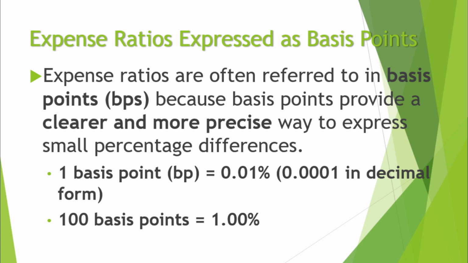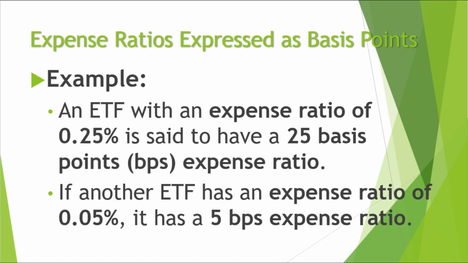Sometimes you'll hear expense ratios expressed as a basis point. That's because basis points provide a clearer and more precise way to express a small percentage difference. So, for example, 1 basis point equals 0.01%, which is 0.0001 in decimal form, where 100 basis points equals 1%. So you can see it's a lot easier to express as a basis point. For example, an ETF with an expense ratio of 0.25% is said to have a 25 basis point expense ratio. And if another ETF has an expense ratio of 0.05%, it has a 5 basis point expense ratio.